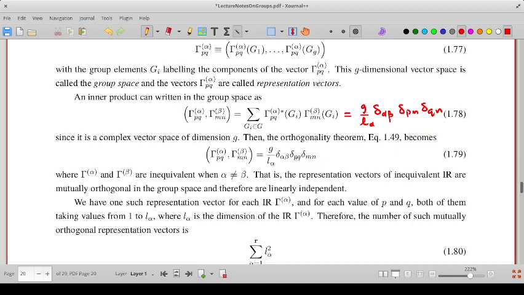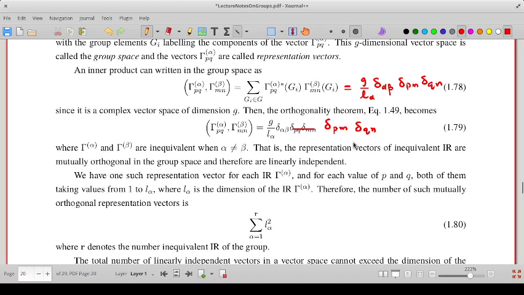There is a slight mistake here. So this should be delta pm and delta qn instead of delta pq and delta nm. So that means this inner product is equal to G by L alpha, delta alpha beta, delta pm, delta qn. So that means this inner product is 0 unless alpha is equal to beta. So that means this and this should be the same.